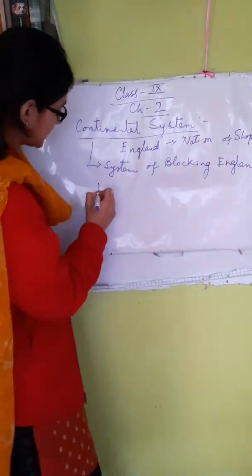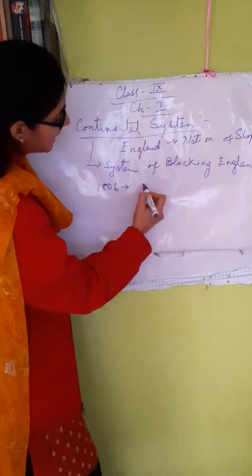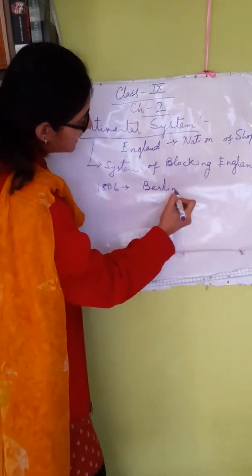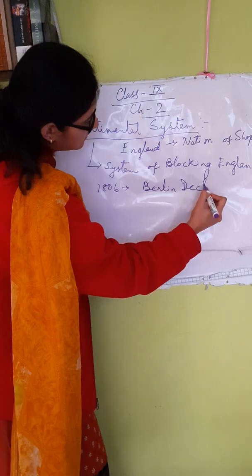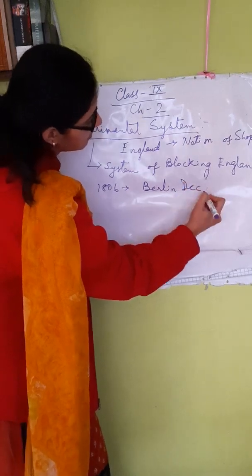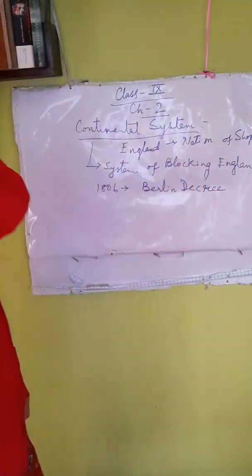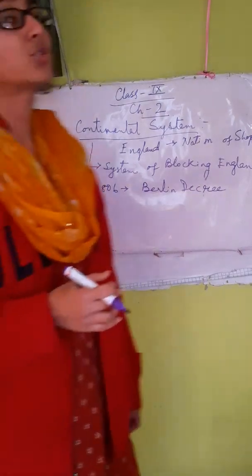Now what we see is that in 1806 he passed two decrees. The Berlin Decree was the first thing that he passed. Through the Berlin Decree he ordered all the countries allied to Napoleon that they will have to stop their trade with England. Any country allied to Napoleon cannot trade with England.